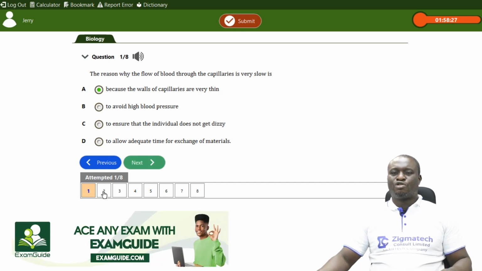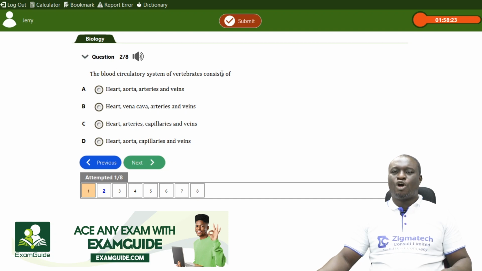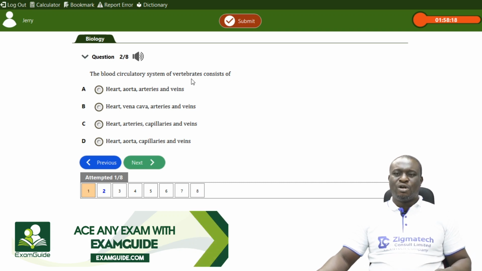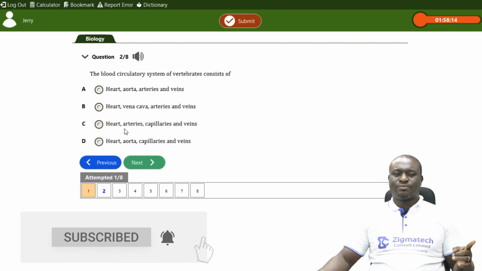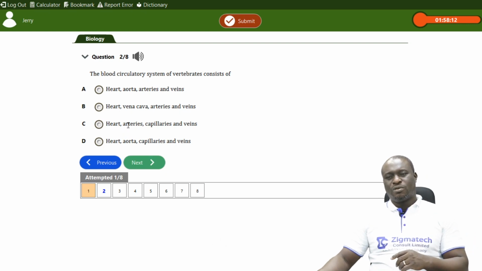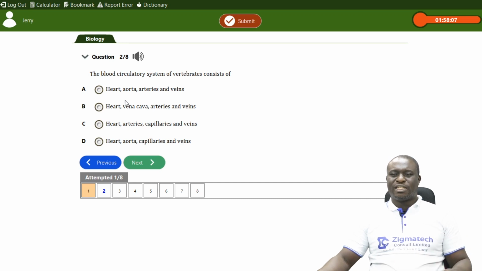Next question, question 2. The blood circulatory system of vertebrates consists of what? Remember I told you it's between the heart and the blood vessels when we talked about the closed circulatory system. So let's see what it says.